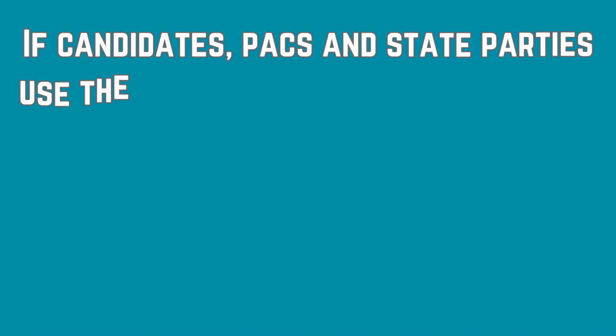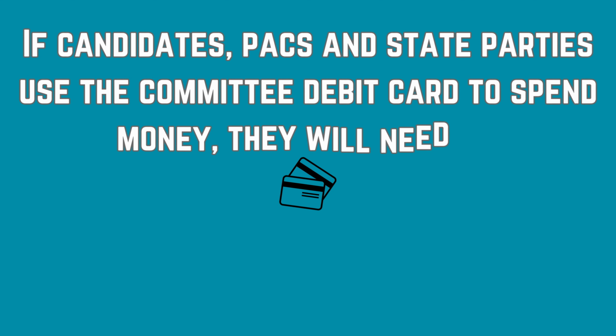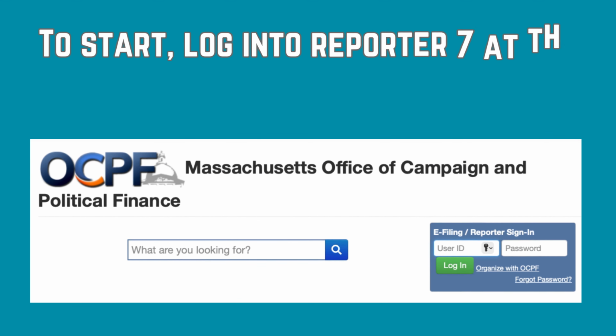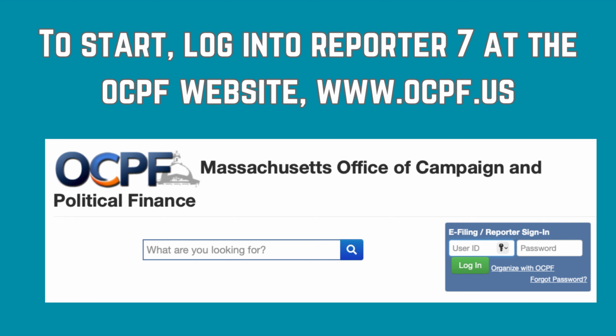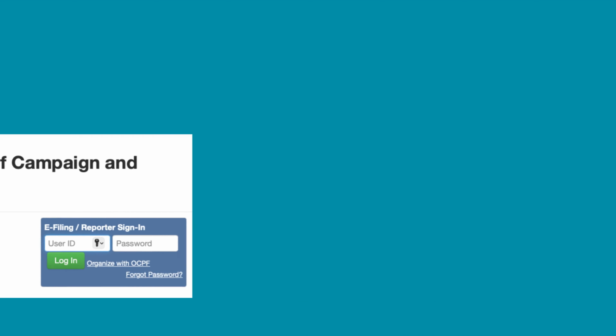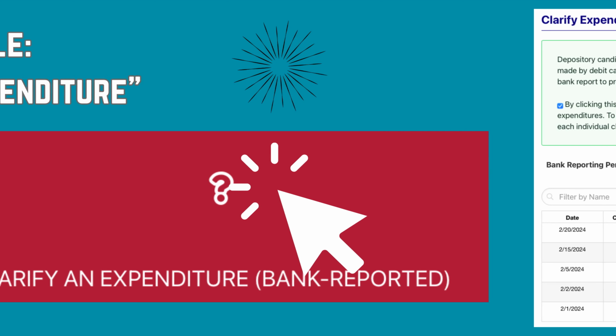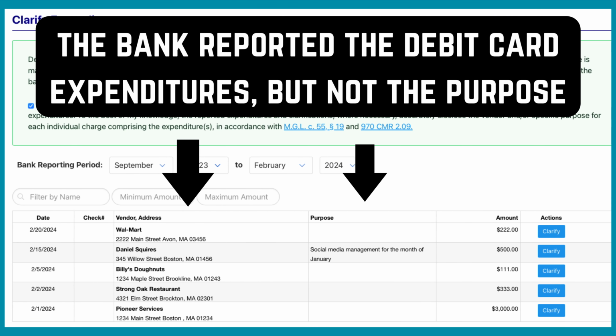If candidates, PACs, and state parties use the committee debit card to spend money, they will need to clarify the purpose of the expenditures. To start, log into Reporter 7 at the OCPF website. Click the red tile to clarify an expenditure. The bank reported the debit card expenditures, but not the purpose.